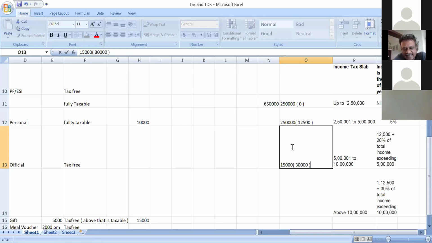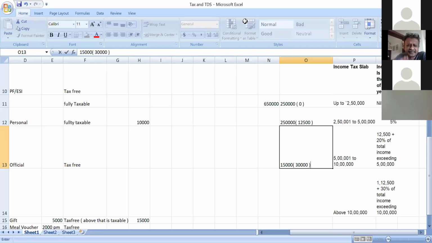For the first slab, this 6,50,000 can be first 2,50,000, second 2,50,000, and then 1,50,000 in the third slab. On that 1,50,000 in the third slab, it will be 20%. Now let us say it was about 10 lakhs of taxable income, then it will go into the next slab, and for that amount above 10 lakhs, it will go into 30%. Fair enough? Right. Got it.